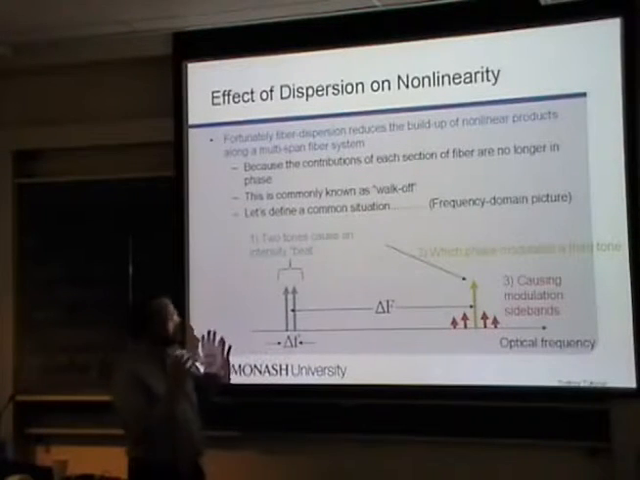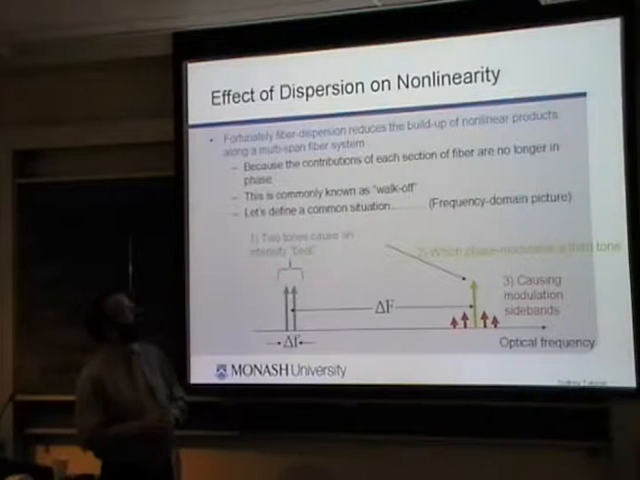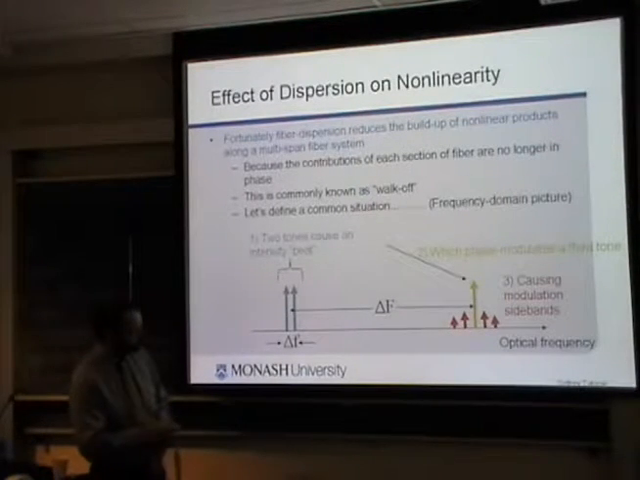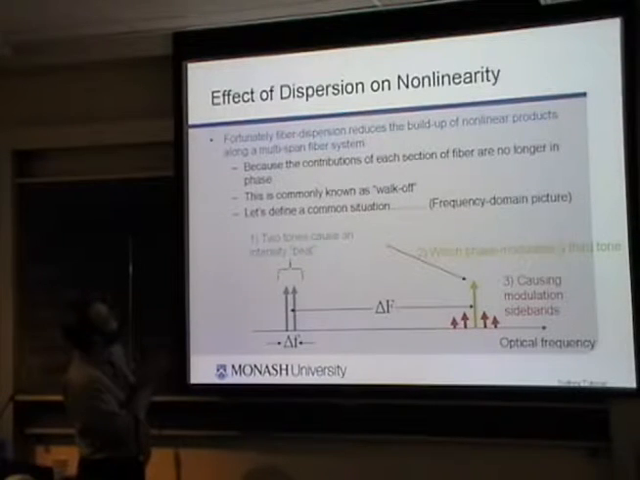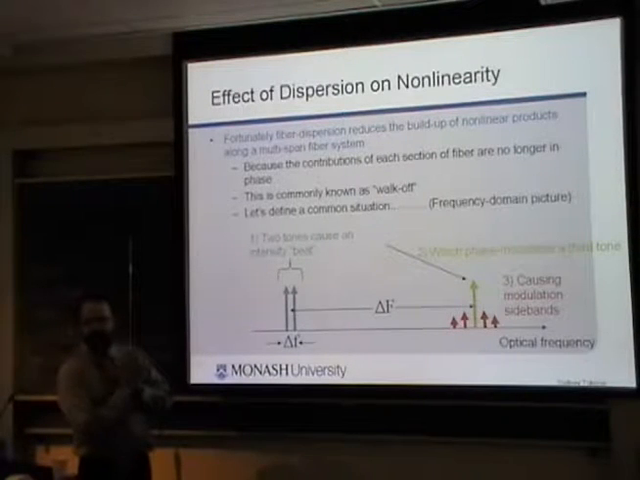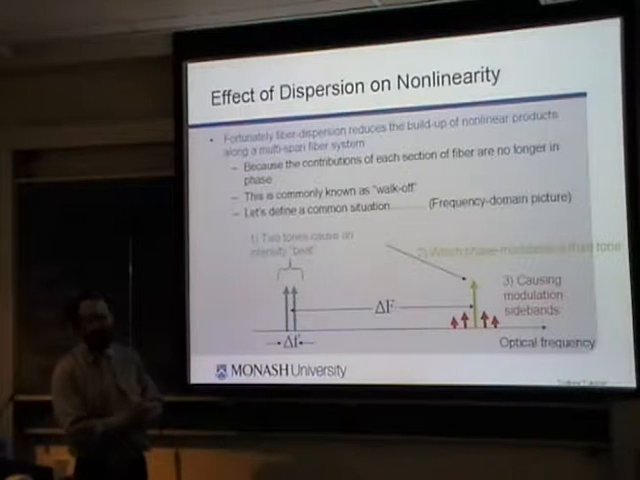So, what helps us here? Well, dispersion always helps mitigate nonlinearity due to an effect called walk-off. With this diagram, I'm going to explain really my metrics for measuring walk-off. It works quite well with OFDM, but it works equally well with QPSK. It's a bit more difficult to think about.